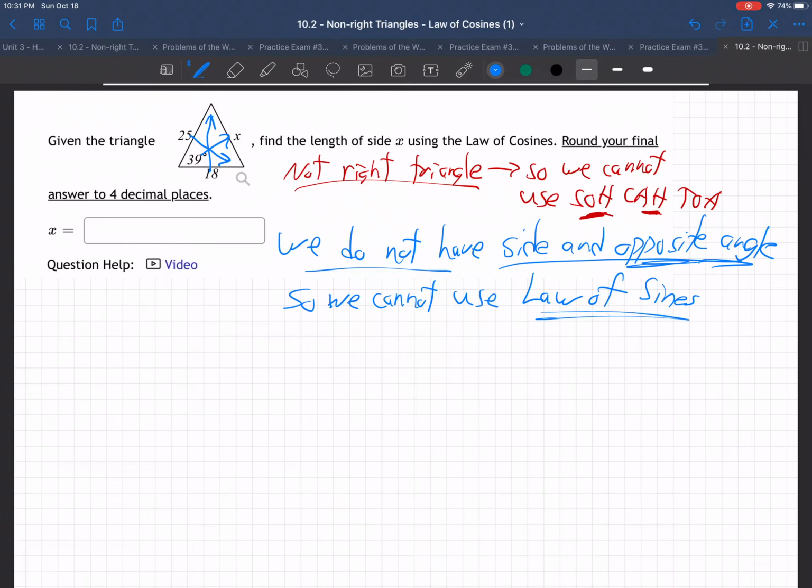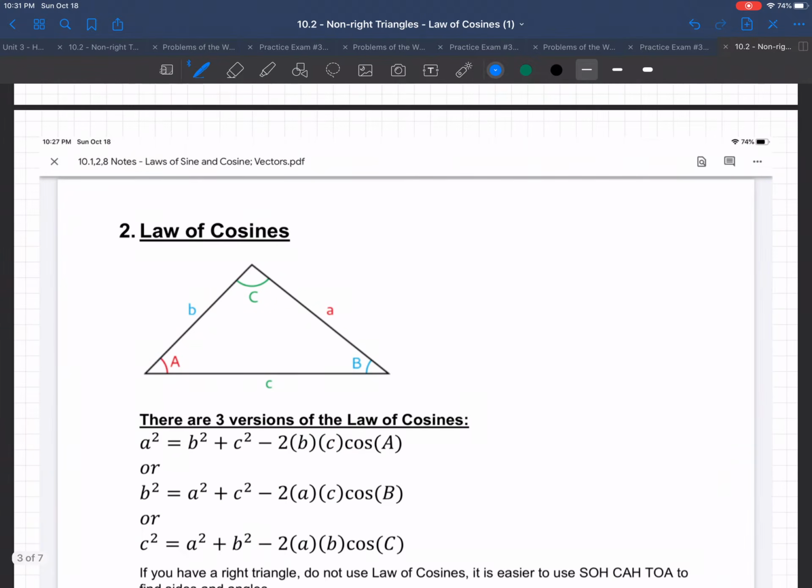That's when you use the law of sines, when you have a side and angle across from it, a pair. You have to know a side and the angle across from it. We don't have that. So we have to use the law of cosines. They told us, but on the exam, it's not going to say, so I want you to see how we know. Now, let's come on down here.